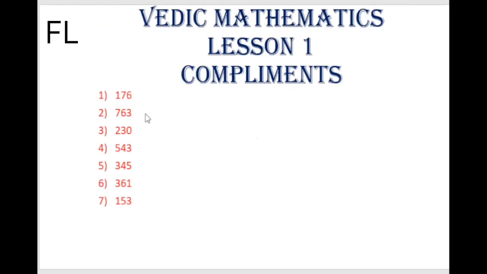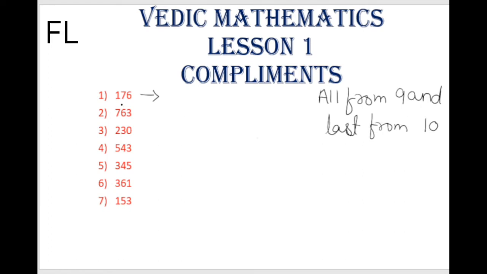So these are the numbers we are going to work on. The first number is 176. Here we will follow the rule: all from 9 and the last from 10. It means these two digits are subtracted from 9, meaning we will find the 9 complement of these two digits, and for the last digit we will find the 10 complement. All from 9 and the last from 10.